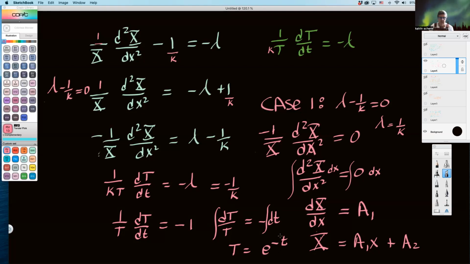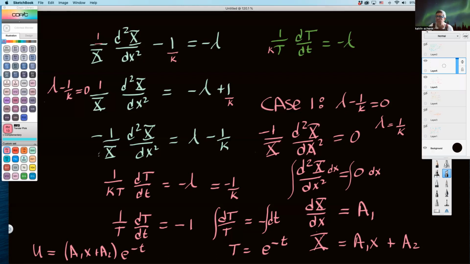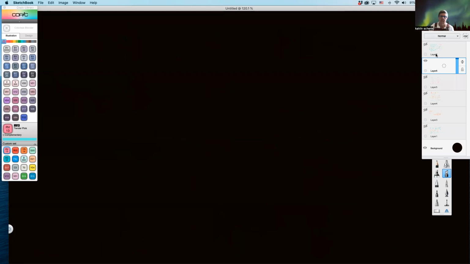So the whole solution for the pink case is u equals (a1 x plus a2) times e to the minus 2t. Okay, all right. So that's case 1. So let's get a new layer. Case 2, let's do in blue.